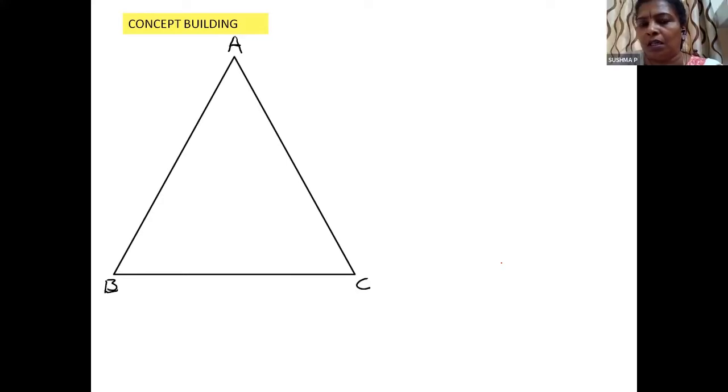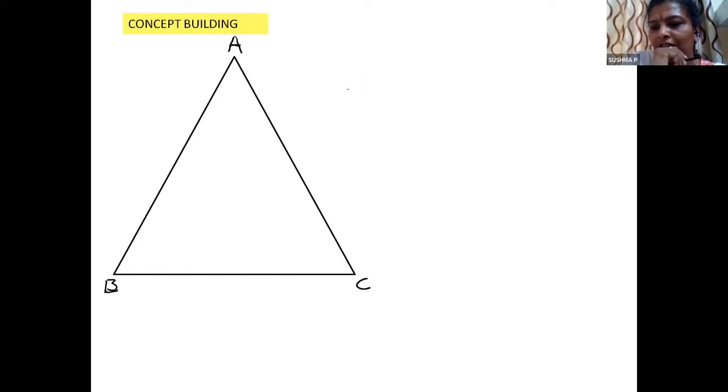So how do you define a triangle, or what are the parts of a triangle? That's what we can ask them, right? So we can see what parts it has. Can you please name them one by one? I'll note it down.